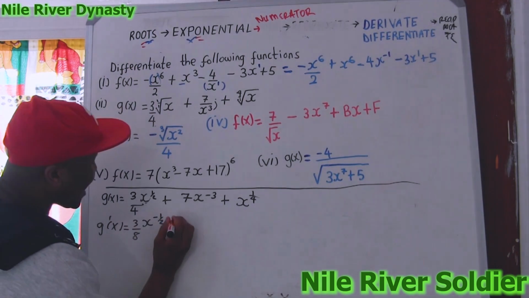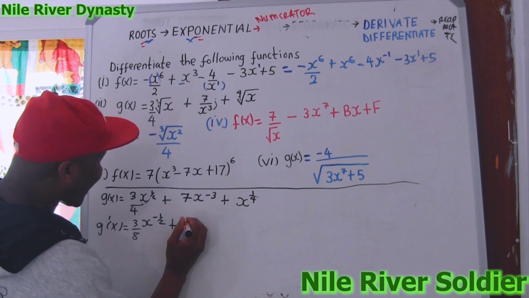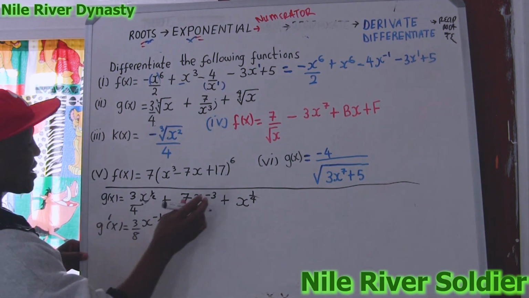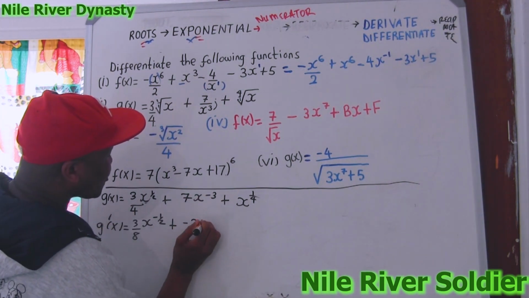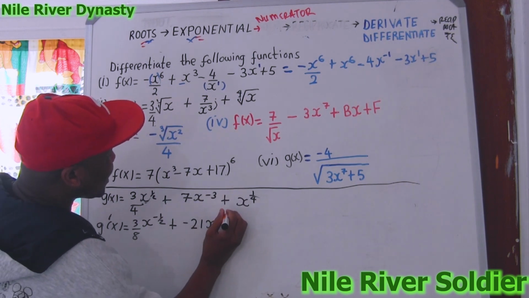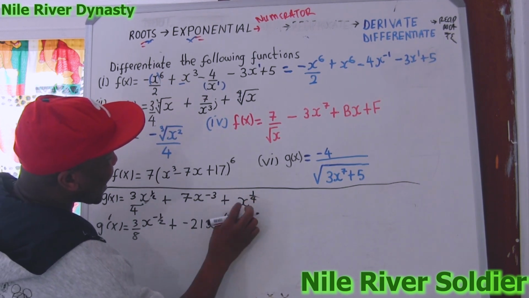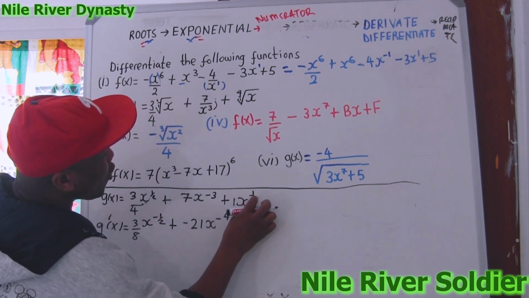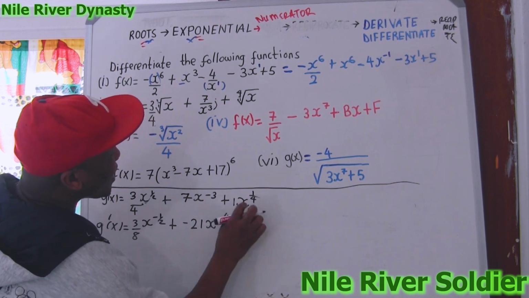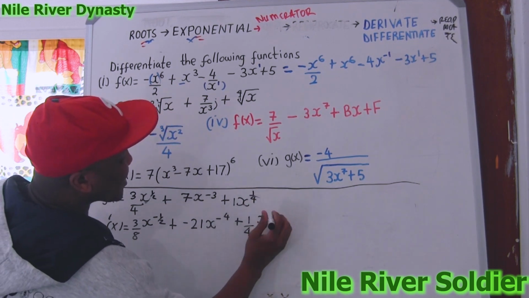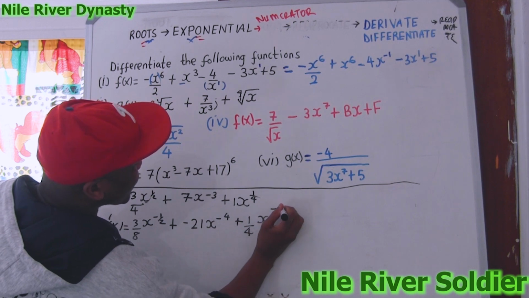So negative a half and then plus, we got plus, and then this one takes to the back. So since you differentiate, you must say prime here. So 3 times 7, negative 21, x, negative 3 minus 1, negative 4, plus this quarter means there's a 1. 1 over 4 times 1 equals 1 over 4, and then this is going to be x, 1 over 4 minus 1, which becomes negative 3 over 4.